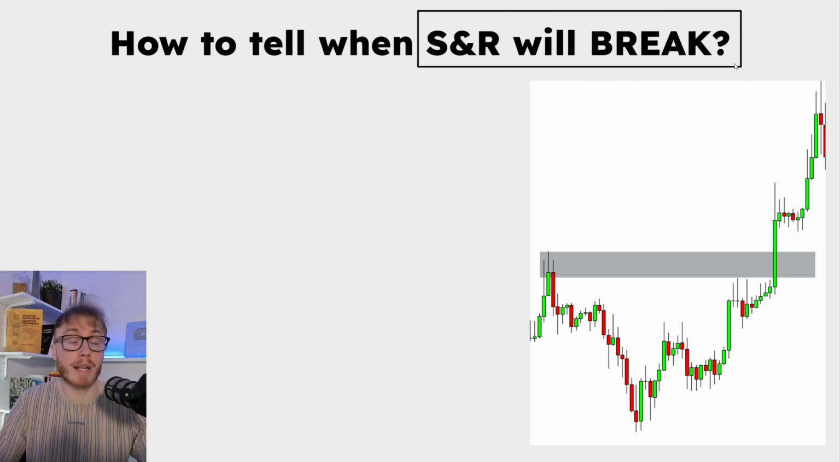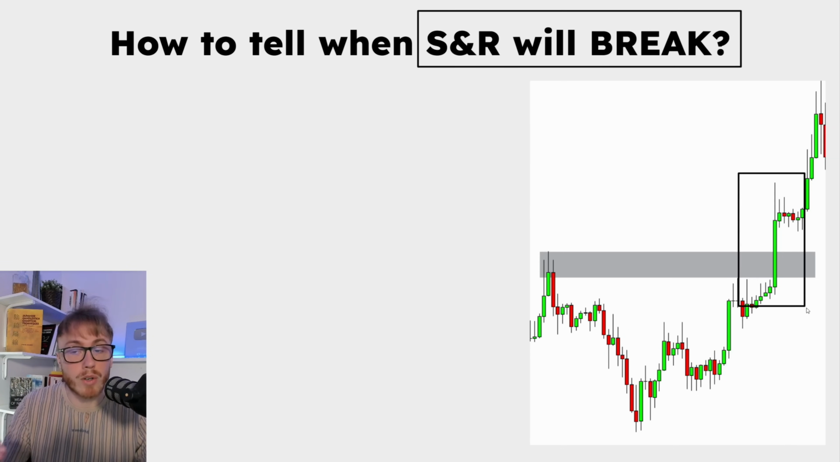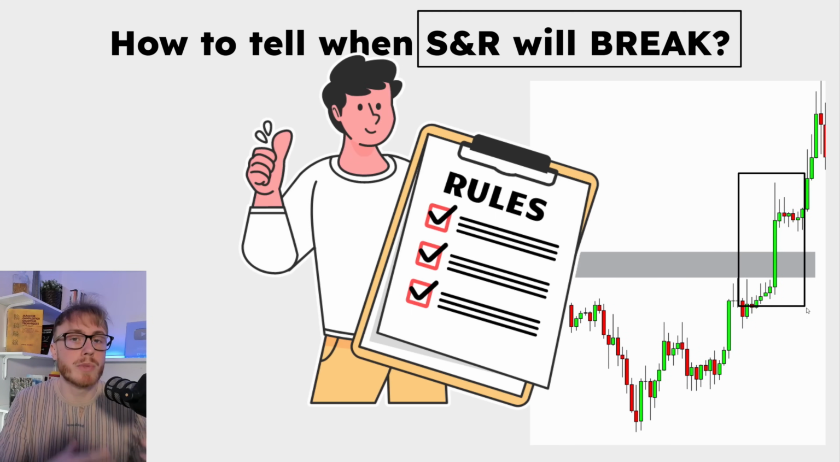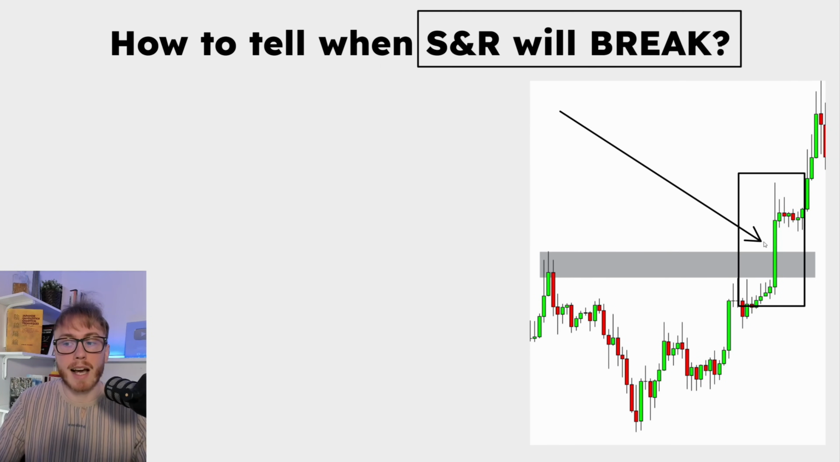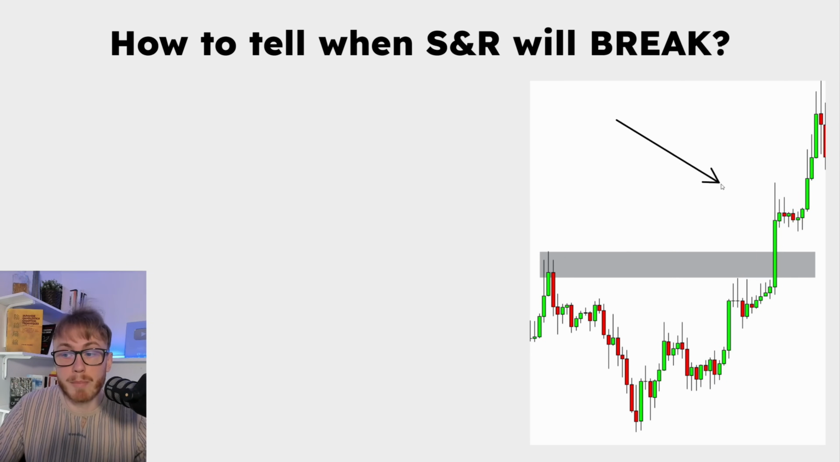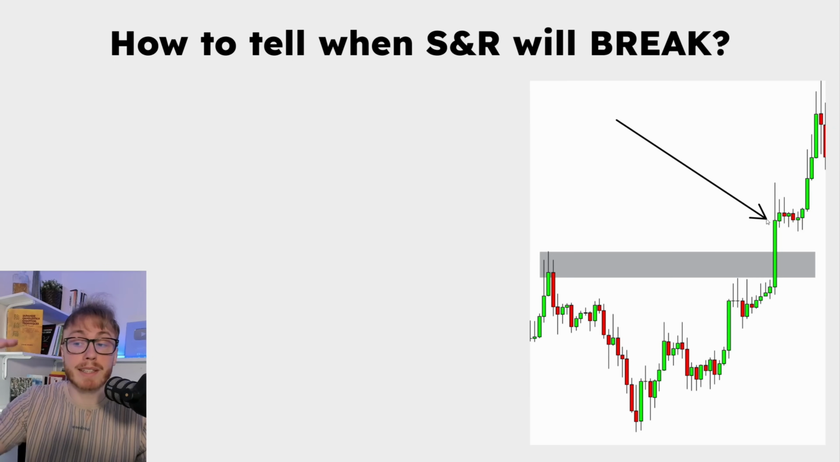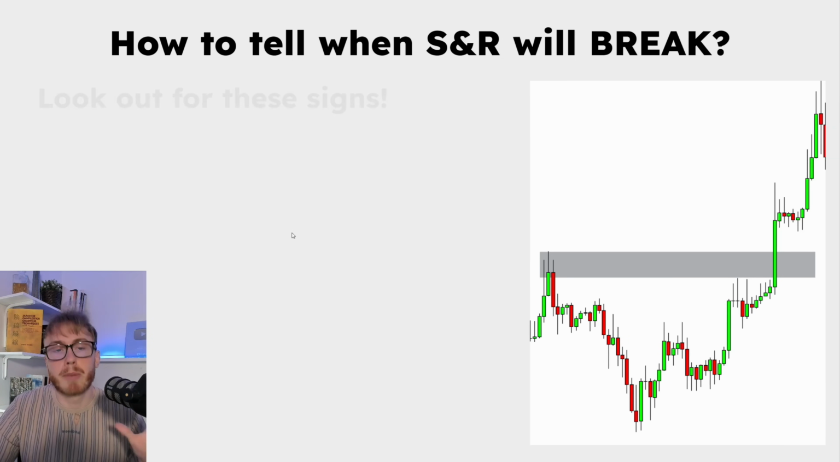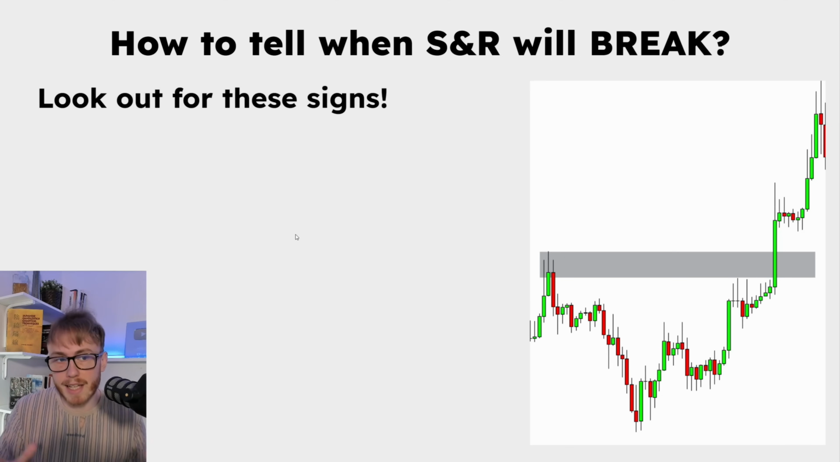how we can tell when a support or resistance level will break. So for example, right here, you can see that we had a strong break above a resistance level. Now let's talk about what the signs and rules are that indicate a breakout. These rules are very important to understand because trading breakouts, for example buying when the price breaks above resistance, can actually be a very good trading strategy.